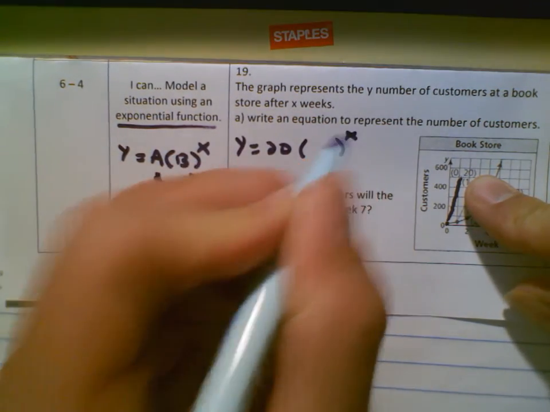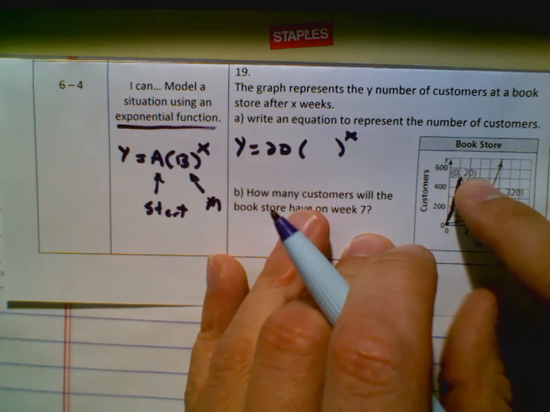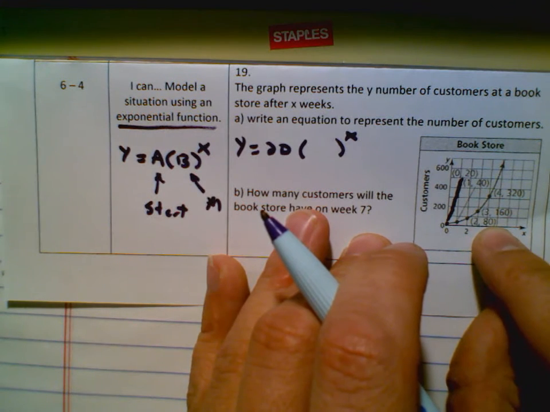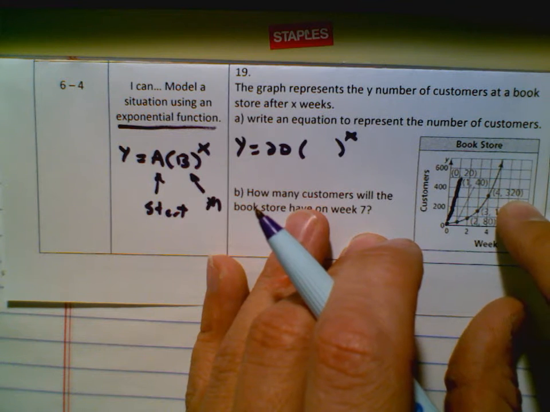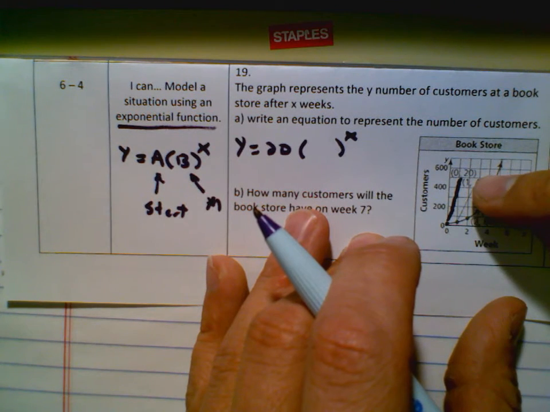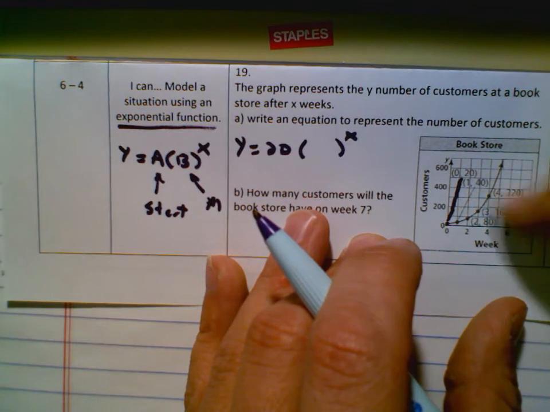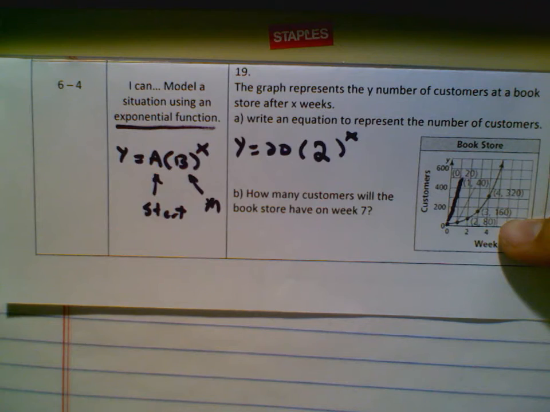Now, I want to figure out how it is growing. Well, I started with 20 customers, and then when I look at the next point, it says 40. And then the next point says 80. The next point says (3, 160), and (4, 320). So I want to see what's happening to the y coordinate. 20 to 40 to 80 to 160 to 320. It appears to be doubling. So this multiplier must be a 2.